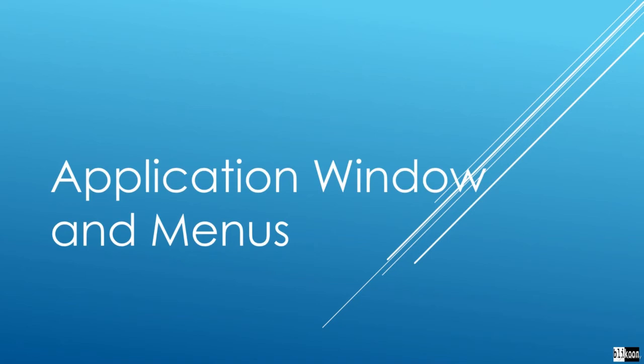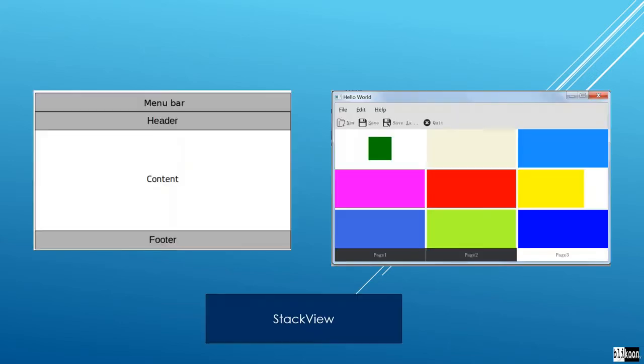In this lecture, we're going to look at the application window control. Along the way, we're going to look at menus, menu bars, and stack view. The application window Qt Quick Control gives you ready-made spaces where you can stuff in your content. You have a menu bar, for example, you have a header, and you have a footer, and you have the main content area.